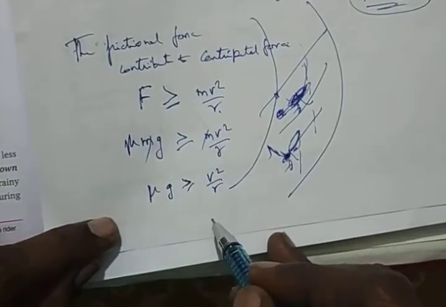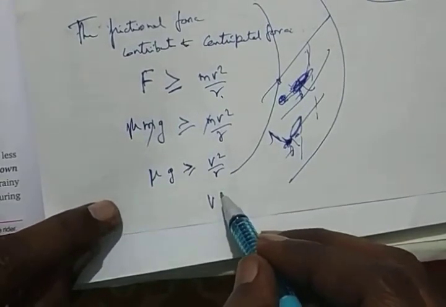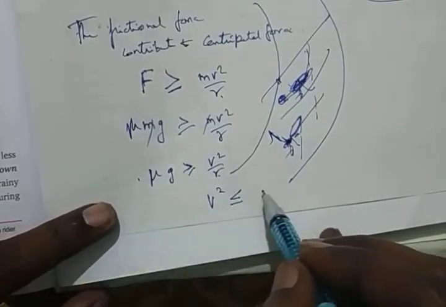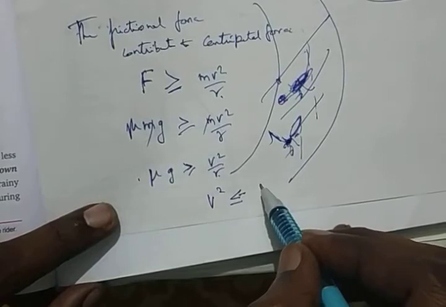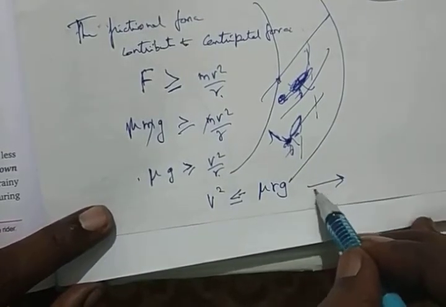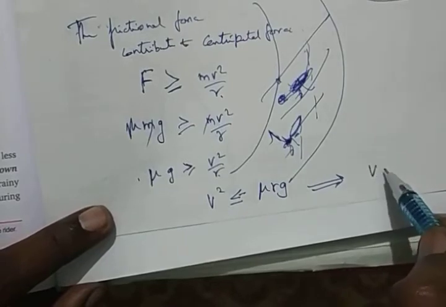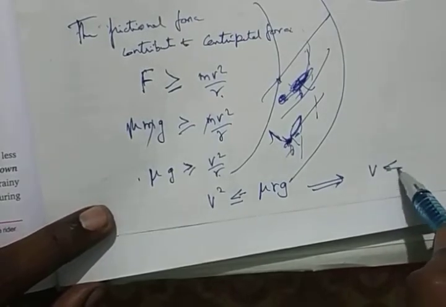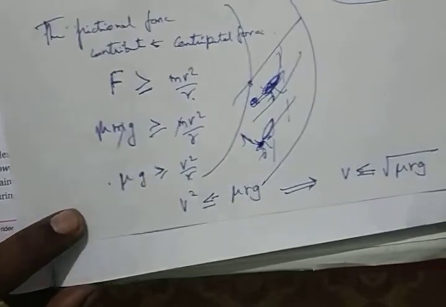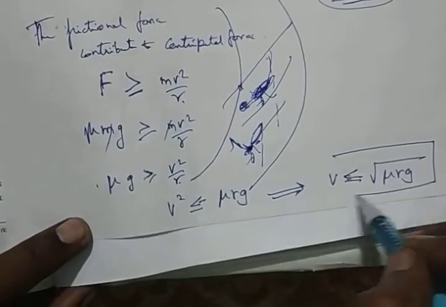So finally, what do we conclude now? v square should be less than or equal to, r goes to that side, mu times rg, which also implies we can write it as v is less than or equal to the square root of mu rg. So that is the final conclusion, the velocity formula.